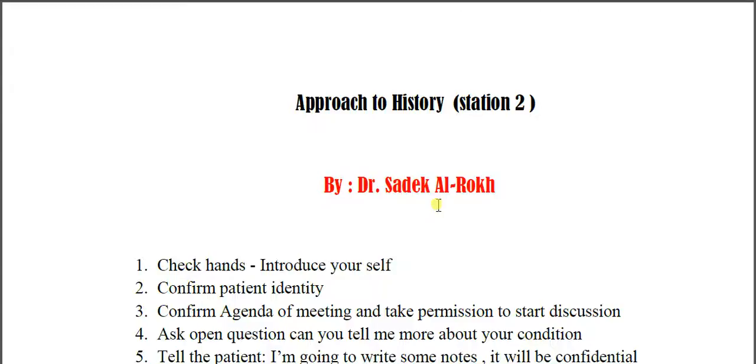Also, he will give you your position, either senior house officer or registrar, so you have to know your position, because you are going to introduce yourself to the patient.